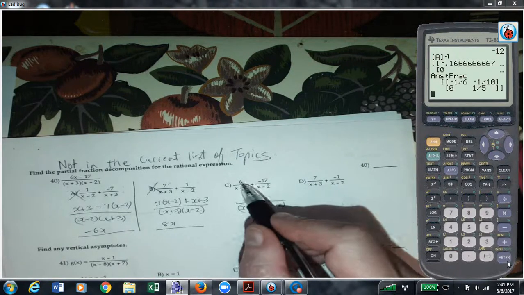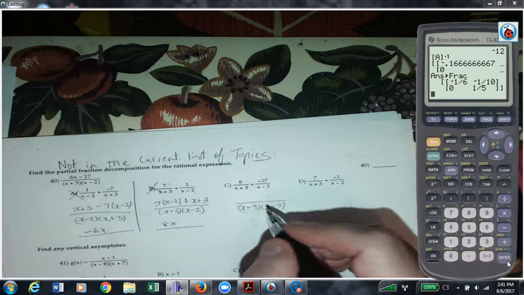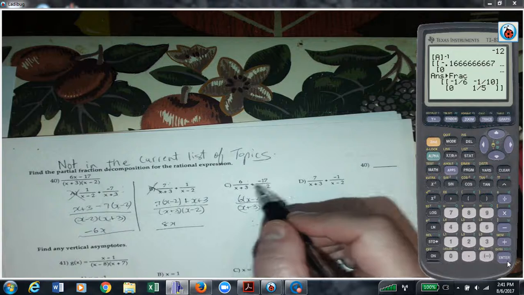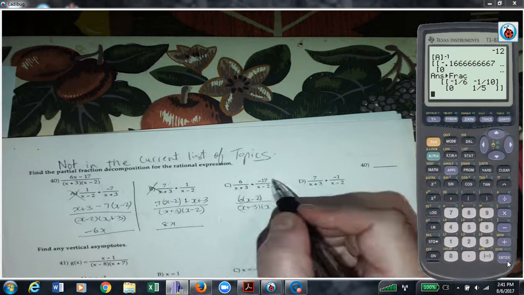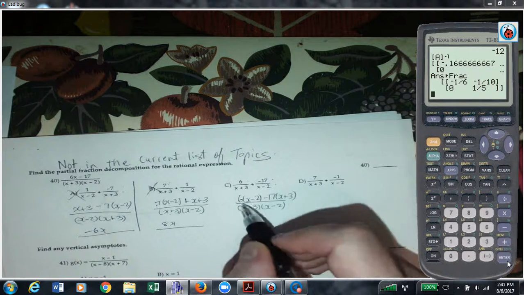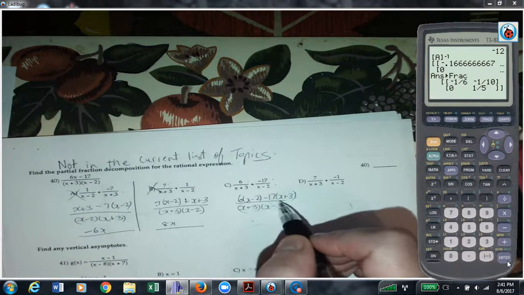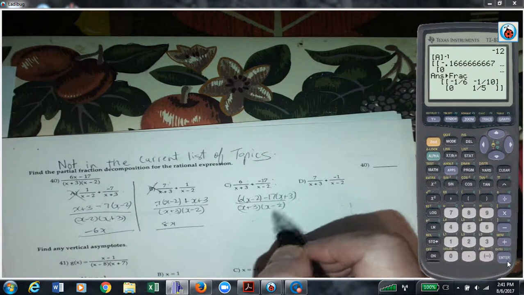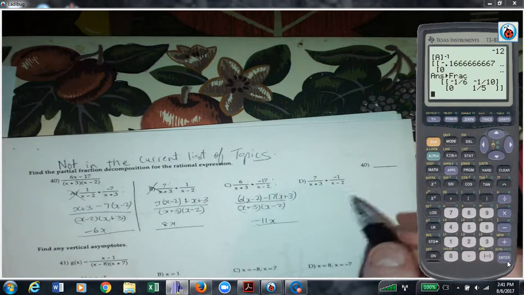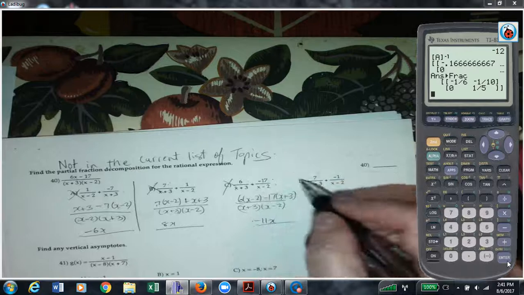Here I'd have to multiply top and bottom of this one by x minus 2. And here I'd have to multiply top and bottom of this one by x plus 3. And I'd have 6x minus 17x, which would give me negative 11x in the top, and that wouldn't work either. So it wouldn't be that one.